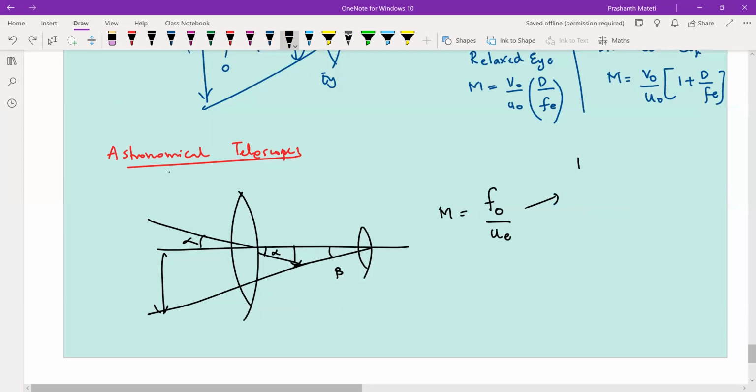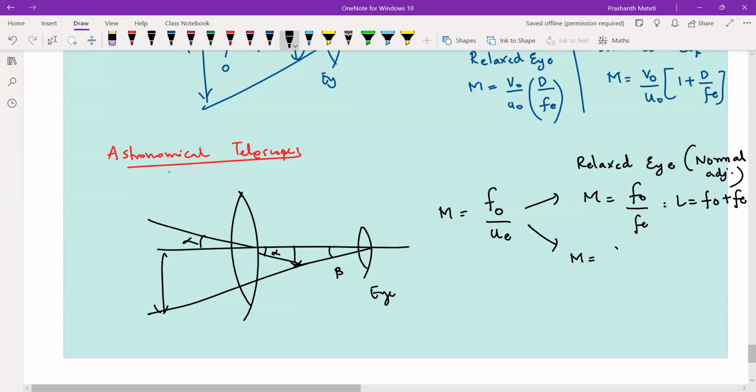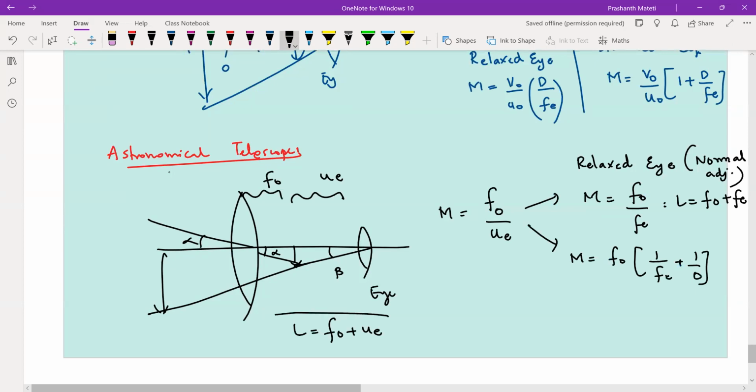And again, for a relaxed eye, the image should be formed at infinity, so M should be FO by FE, and the length is FO plus FE. This is the case of a relaxed eye, also called normal adjustment in the case of a telescope. In the other case, it is FO by FE into 1 plus FE by D. This is FO and this is UE. So the length is FO plus UE in general, but in the case of normal adjustment, UE is equal to FE. This is the astronomical telescope.